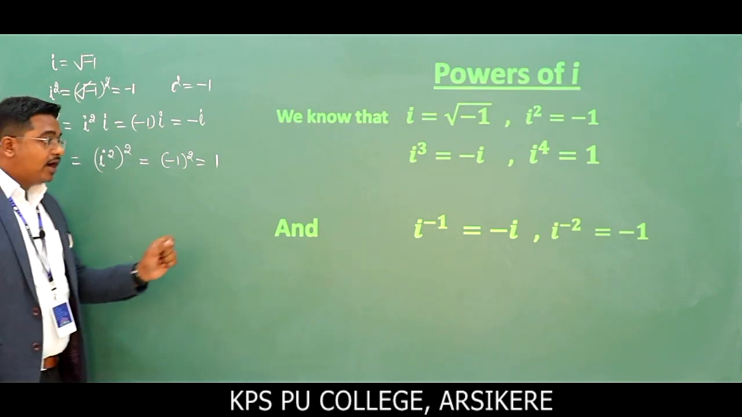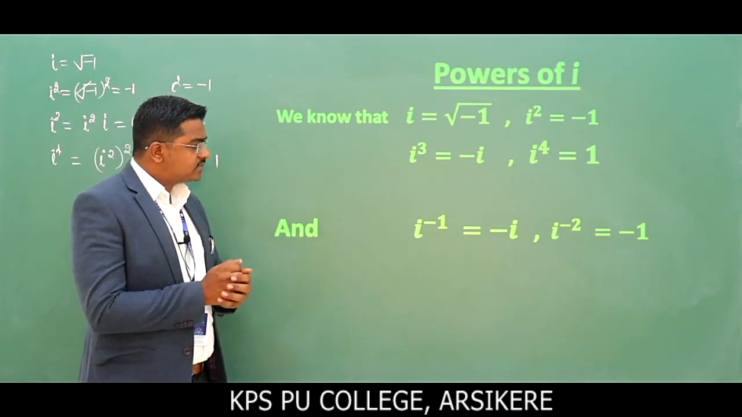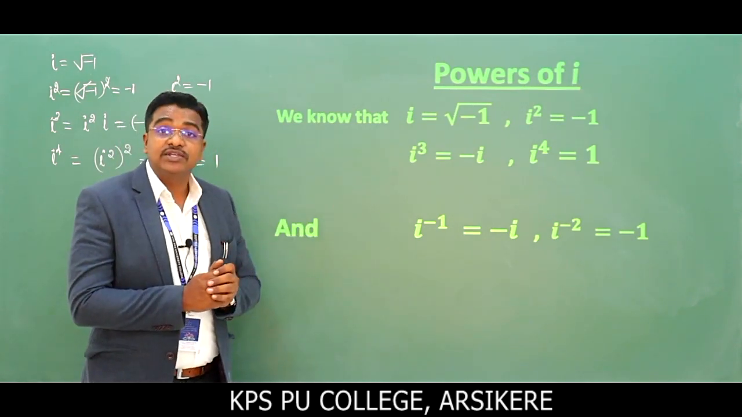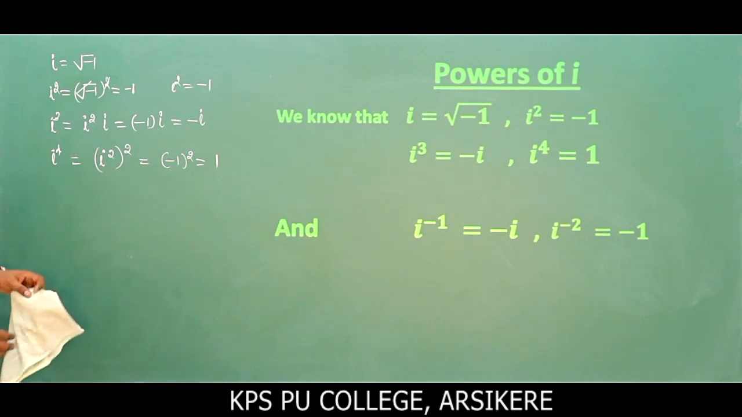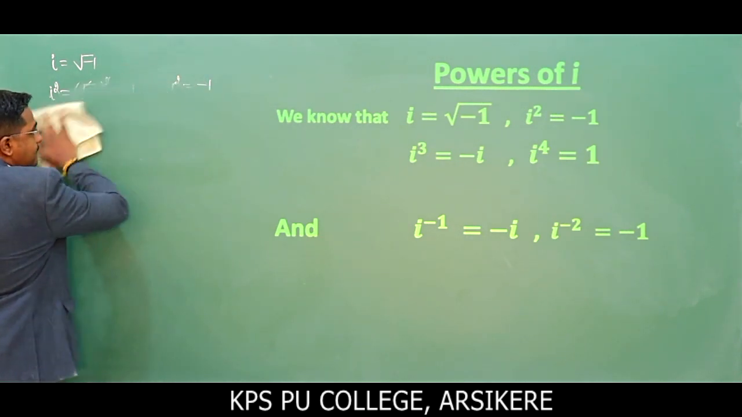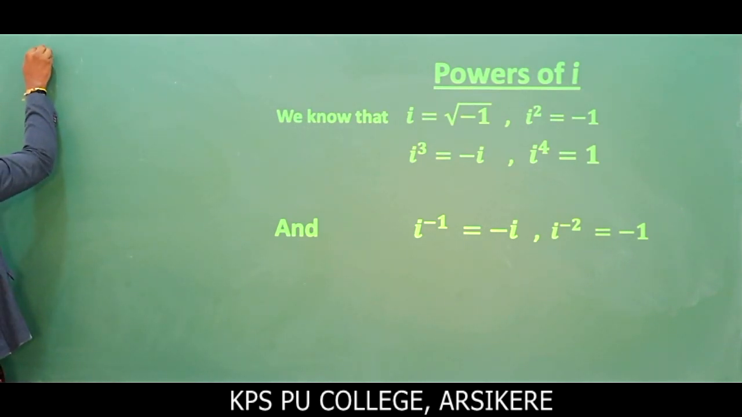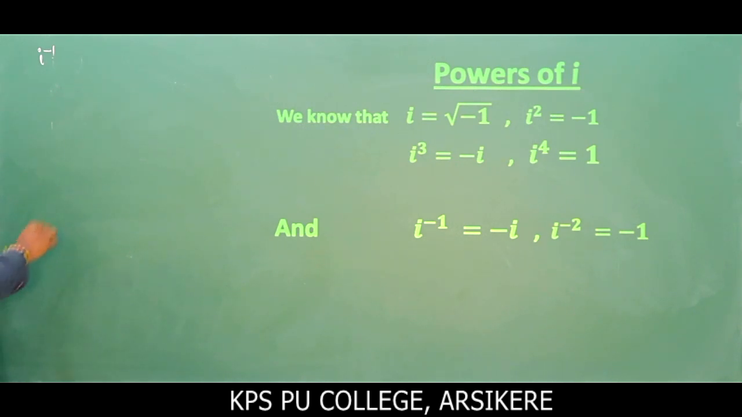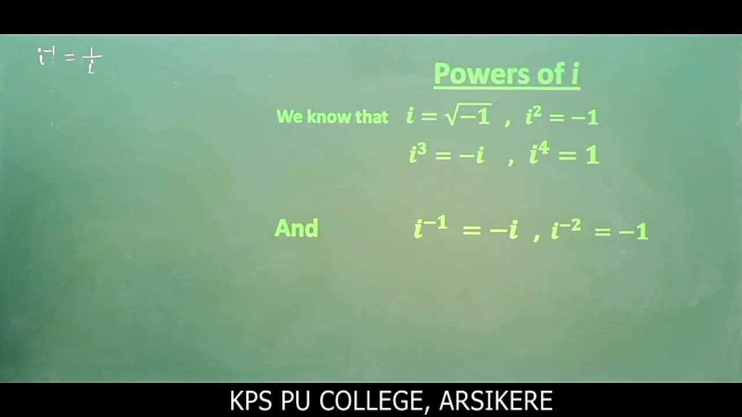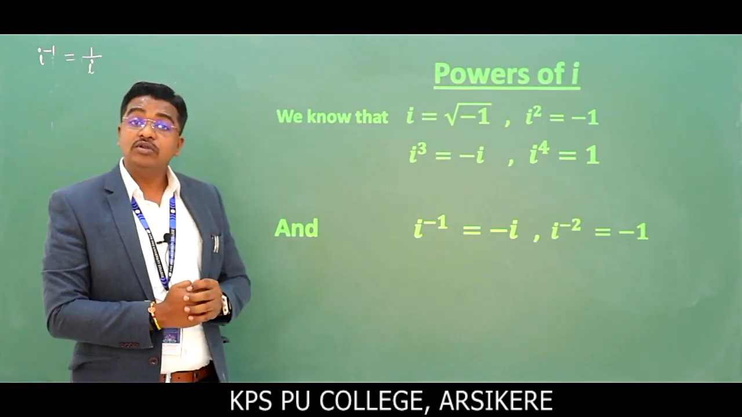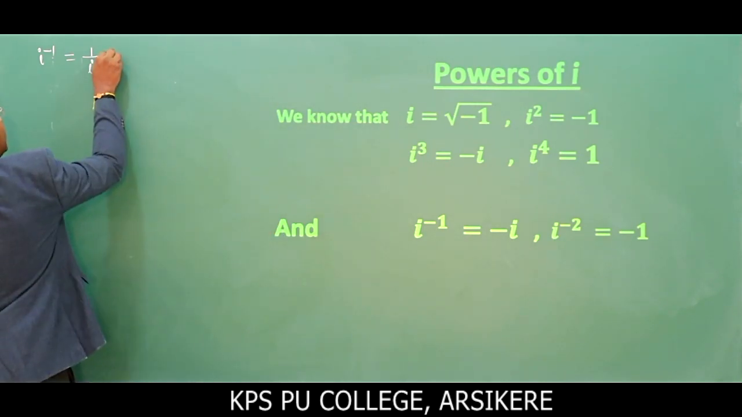Next one. i power minus 1 is equal to minus i. How does i power minus 1 equal minus i, and i power minus 2 equal minus 1? I will explain. Just listen here. Observe. i power minus 1 can be written as 1 divided by i. The denominator is i. How to simplify this one? I will multiply and divide by i here.